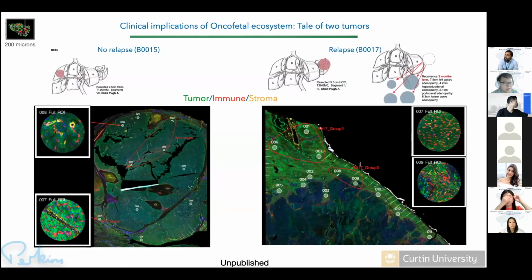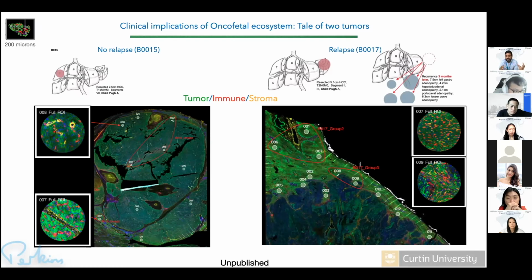Next, we looked into spatial transcriptomics. We are looking at the NanoString whole transcriptomic atlas, covering 18,000 genes, and we are looking at two patient groups. One patient did not relapse and another patient relapsed very early, within 6 months. Actually, this patient relapsed within 3 months.